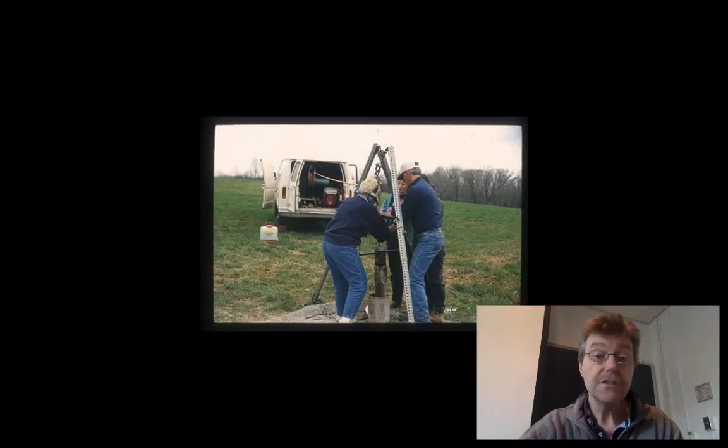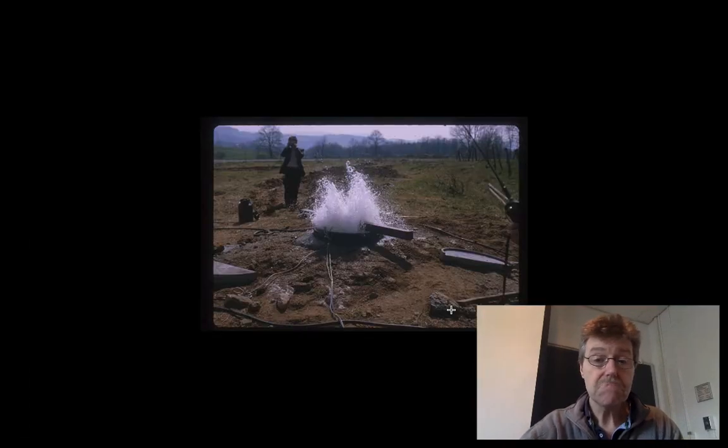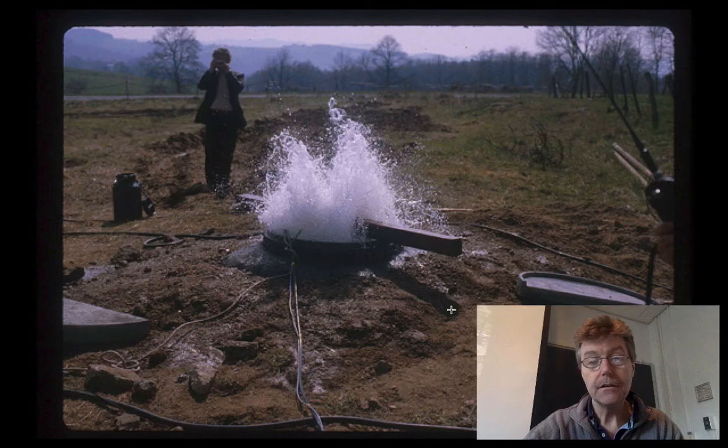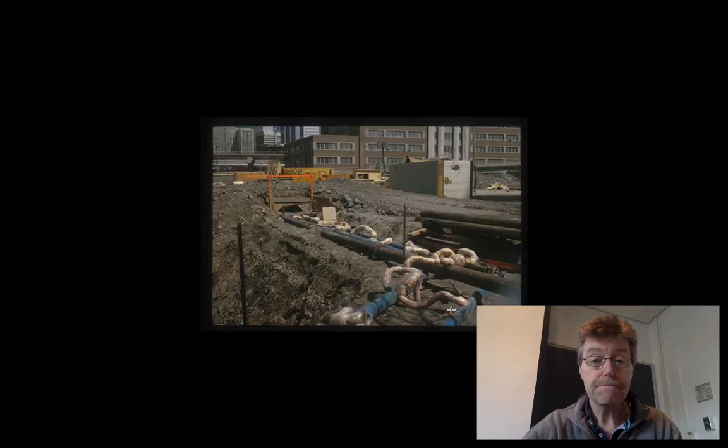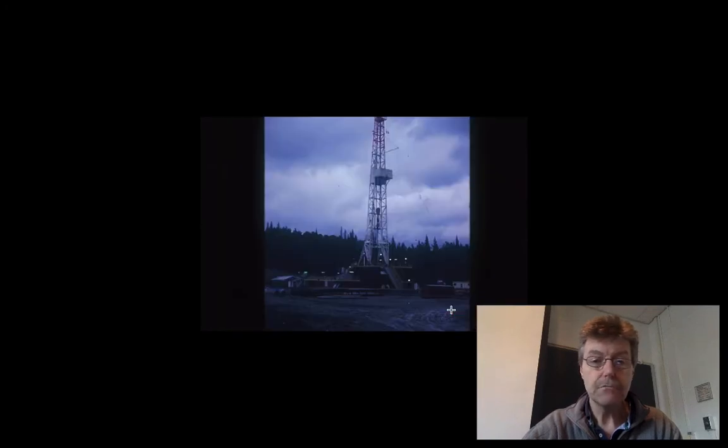And this again, this is New Florence. This is an air gun giving a seismic shot in a borehole. Happens to be near Vichy in France at a geothermal project. Down this well with a tripod on top of it. Toronto, I think we saw this.